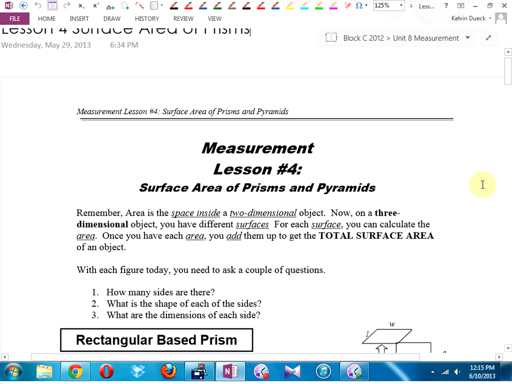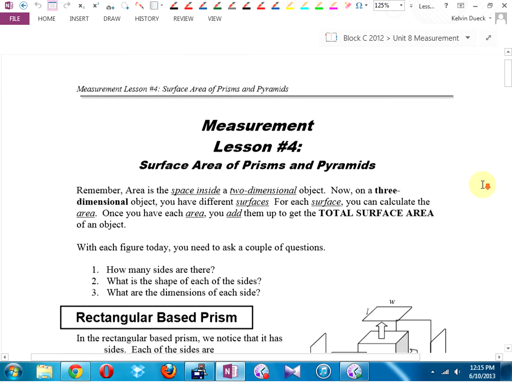Little reminder, first of all, area is the space inside a two-dimensional object. However, on a three-dimensional object, you have different surfaces, different edges, different sides. And for each surface, you can calculate the surface area. Once you have each area, you can add them up to get the total surface area. Often we abbreviate it TSA for total surface area.